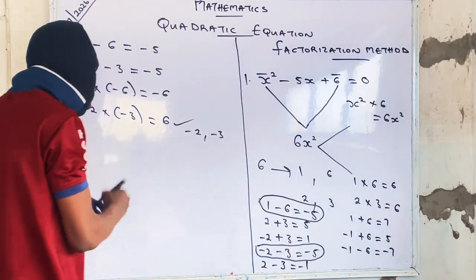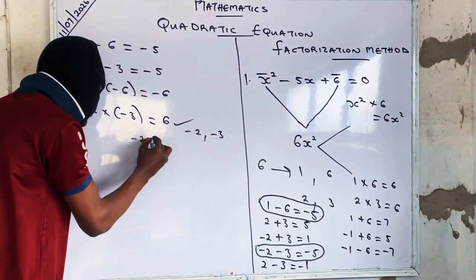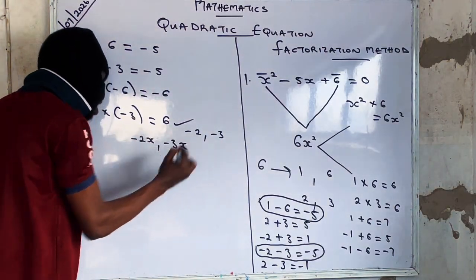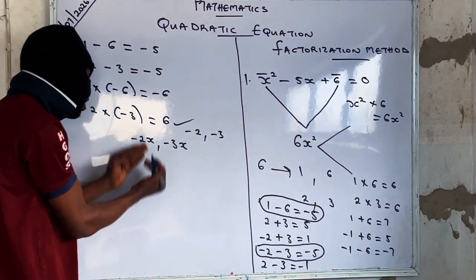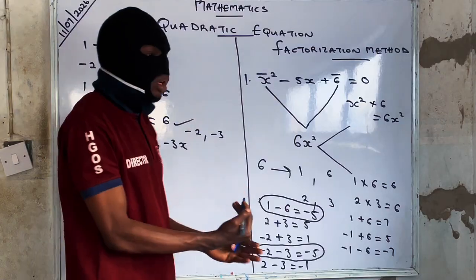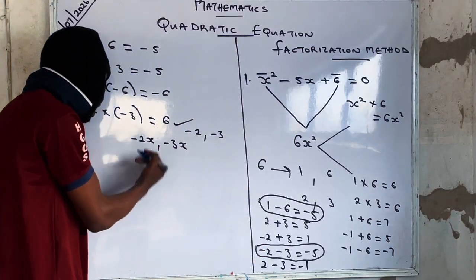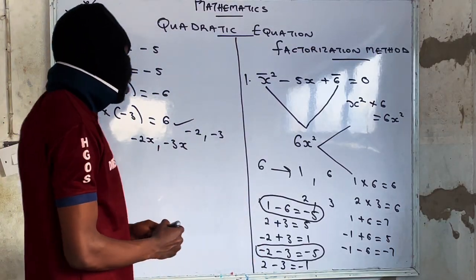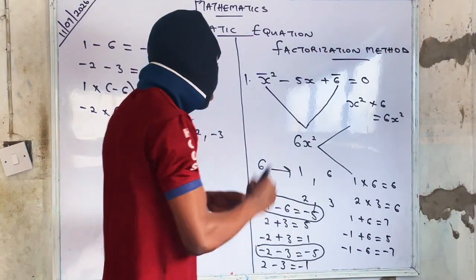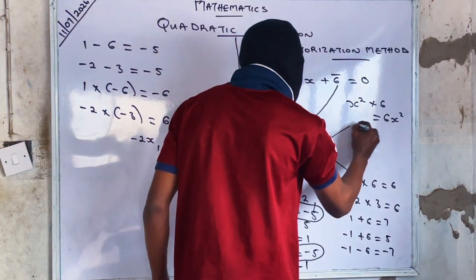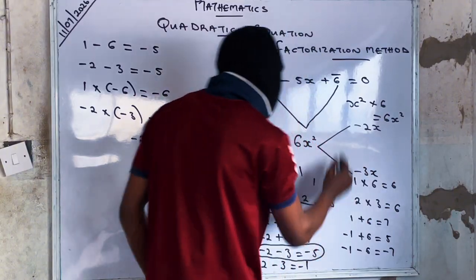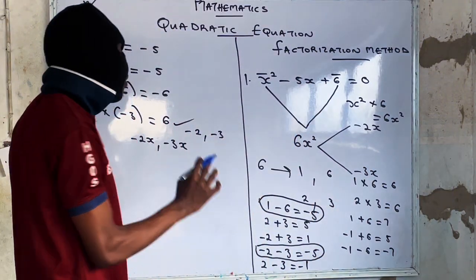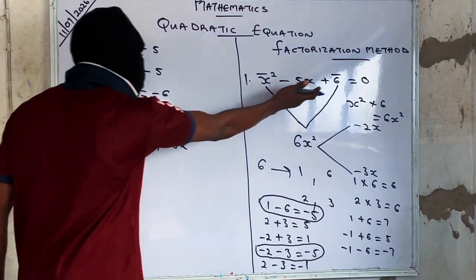So what you just have to do is put your x. Minus 2x, then minus 3x, because we have x squared. So minus 2x minus 3x will give us minus 5x, while minus 2x times minus 3x will give us 6x squared. So just fix it here. That's minus 2x minus 3x. Very, very simple. Now, since you have gotten your factors, you come back to your question.